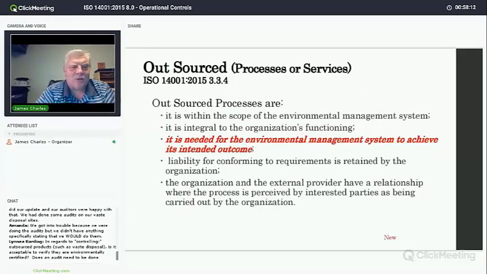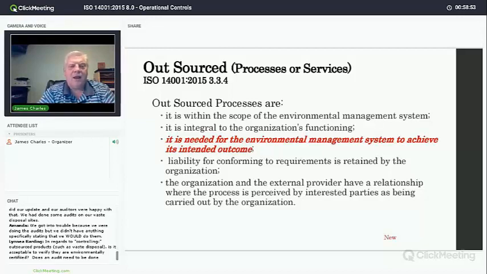So hopefully this will start to answer some of our questions, because in the standard, it doesn't define an outsourced process, it just defines outsourced. So if you go to 3.3.4, the definition of outsourced is it's a process that is within the scope of your management system. It is integral to your organization's functioning. It is needed for the management system to achieve its intended outcomes.